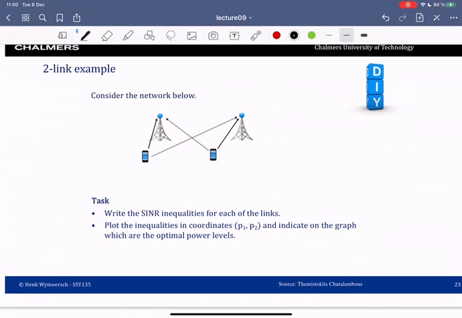So let's see here, UE1, base station 1, UE2, base station 2. Write down the SINR expressions for each of the links, and there are 4 links, right? 2 desired links and 2 interfering links. And given that, can you then make a plot as a function of the powers to indicate which powers would be optimal?